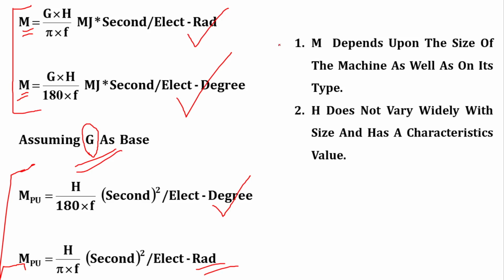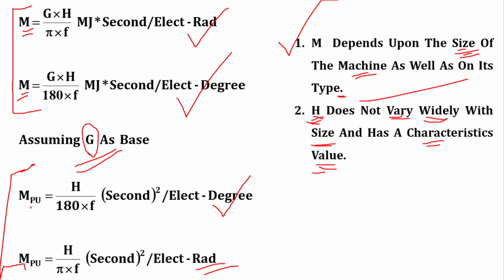So angular momentum depends upon the size of the machine as well as its type, clear. Angular momentum is one of the very important parameters for the analysis of stability, and it depends on the size of the machine. The inertia constant H does not vary widely with size and has a characteristic value, clear.